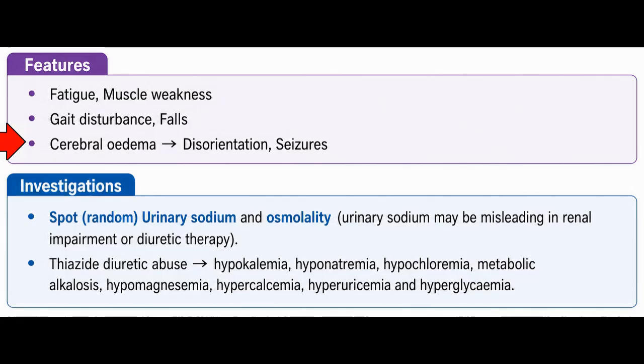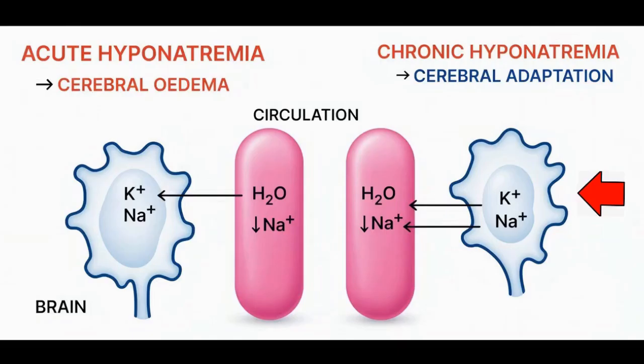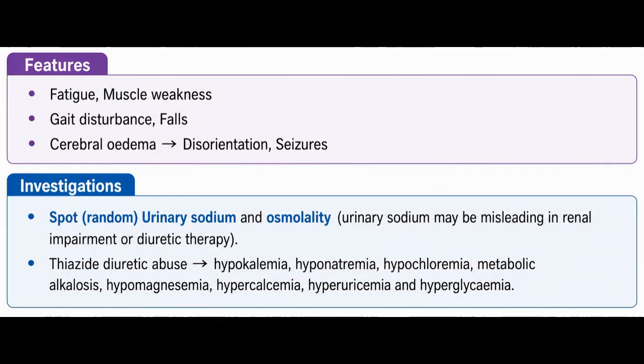3. Cerebral edema. This is the most serious complication. Because plasma becomes hypotonic, water moves into brain cells, leading to brain swelling. Neurological manifestations include headache, confusion, disorientation, drowsiness, seizures, coma in severe cases. These findings are medical emergencies and require prompt treatment. Investigations. Once hyponatremia is confirmed, we investigate the underlying cause.